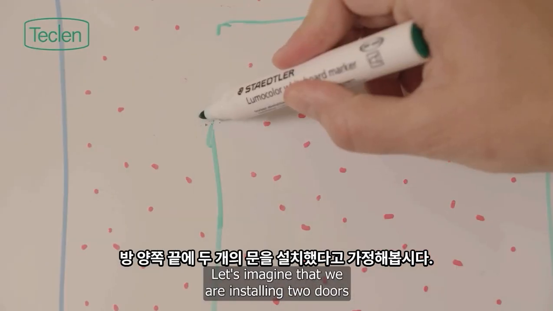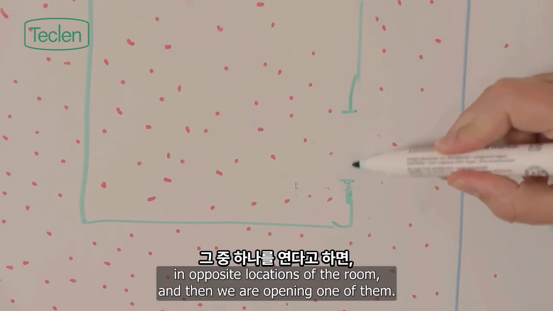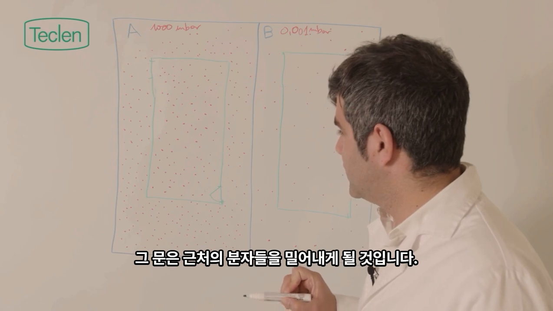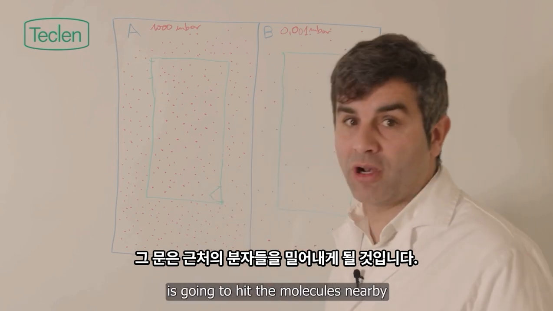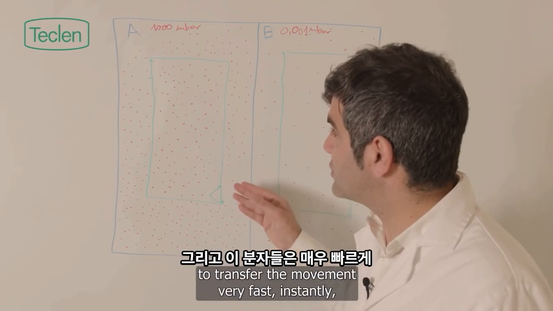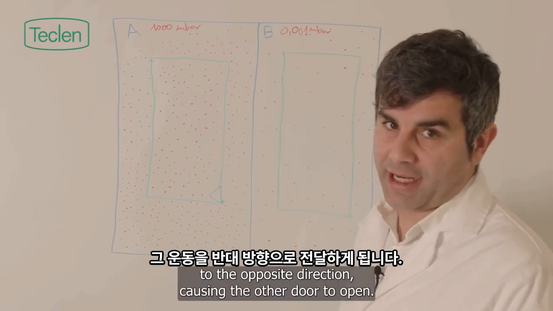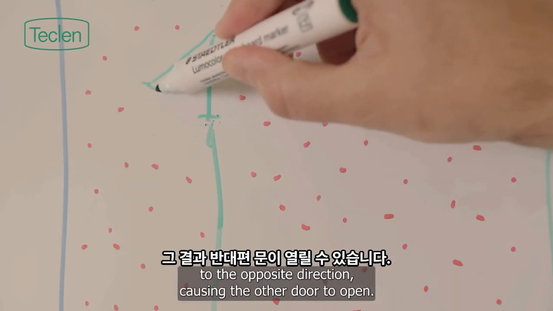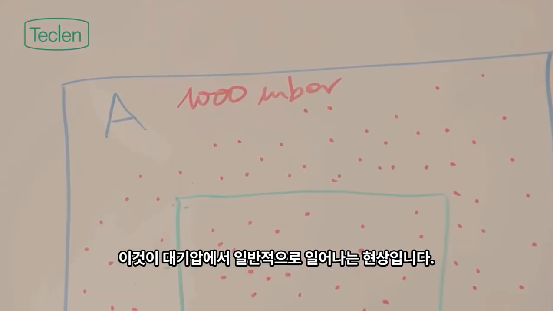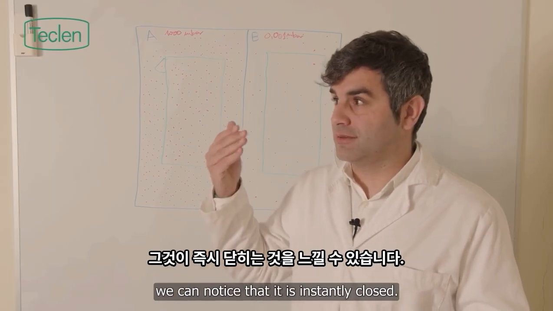Let's imagine that we are installing two doors in opposite locations of the room, and then we are opening one of them. What is going to happen is that this door is going to hit the molecules nearby, and at the same time these molecules are going to transfer the movement very fast, instantly, to the opposite direction, making the other door open. This is the normal behavior that we have at atmospheric pressure. When we are entering a room and a window is open, we can notice that it's instantly closed.